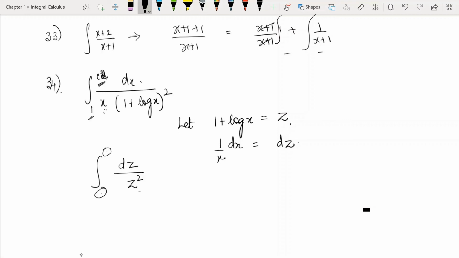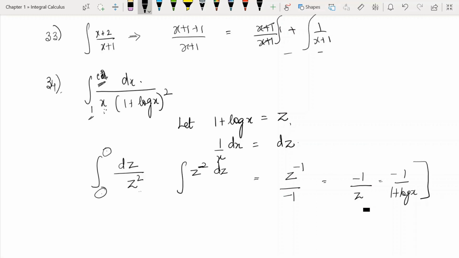What is the integration of 1 upon z square? This will be taken to the numerator, z power minus 2 dz. This is nothing but z power minus 1 divided by minus 1. So it will become minus 1 upon z, which is nothing but minus 1 by 1 plus log x. At this juncture, you can put the limits 1 to e square. Now we will substitute.